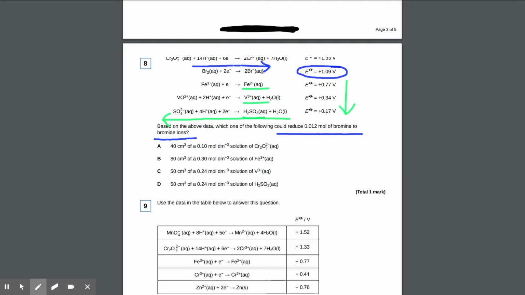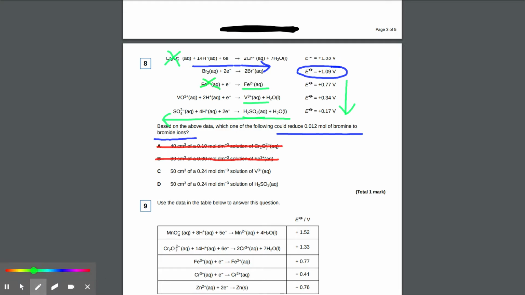That very quickly eliminates the dichromate ion at the top left-hand side, which has got just too big a voltage. That will actually react with bromide ions rather than the bromine molecules themselves. That then gets rid of answer A, so that's not the answer. Likewise, it also gets rid of answer B, which is to do with iron 3 plus. Iron 3 plus is on the wrong side of the equation. If you see that one just underneath the bromine, it is on the wrong side of the equation here, and so won't be reacting either. Bromine will react with iron 2 plus, as we've already established.